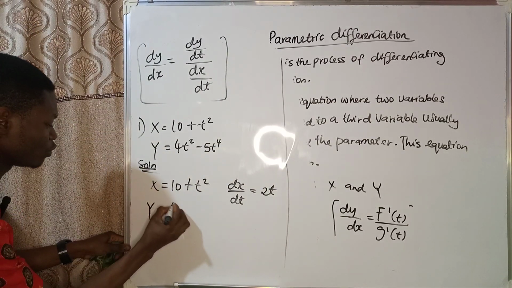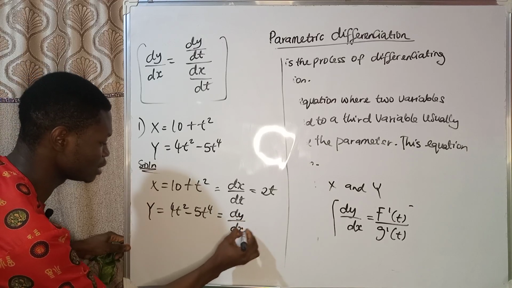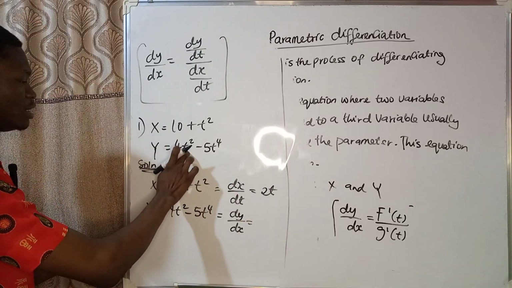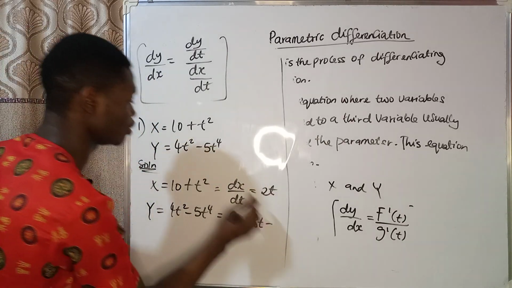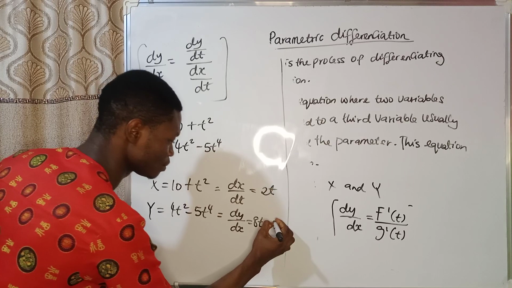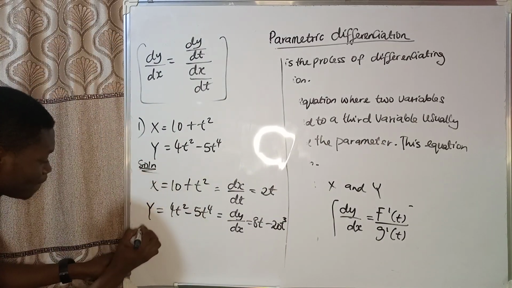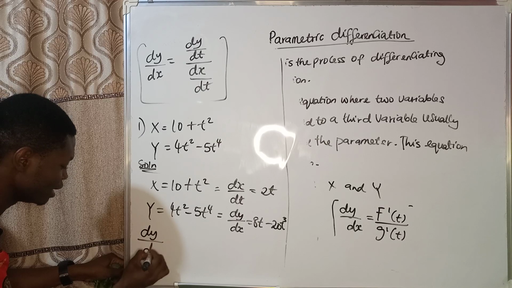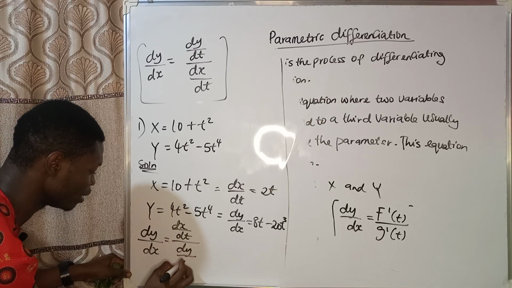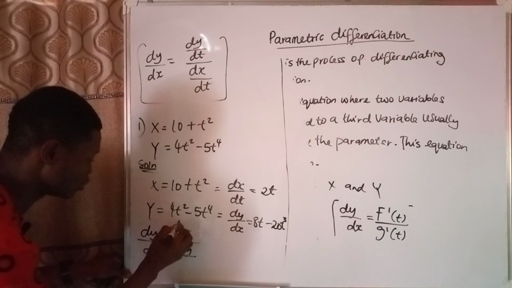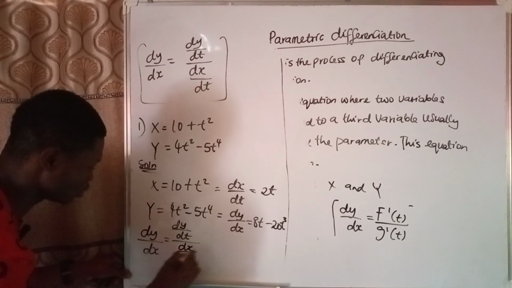So y is equal to 4t squared minus 5t to the power 4. Which means dy over dt is equal to, differentiating 4t squared, 2 times 4 is 8, and you subtract 1 from the power, so it's 8t. Minus, differentiating 5t to the power 4 will be 4 times 5, which is 20, then you subtract 1 from the power, t cubed. So dy over dx is equal to dy over dt over dx over dt.